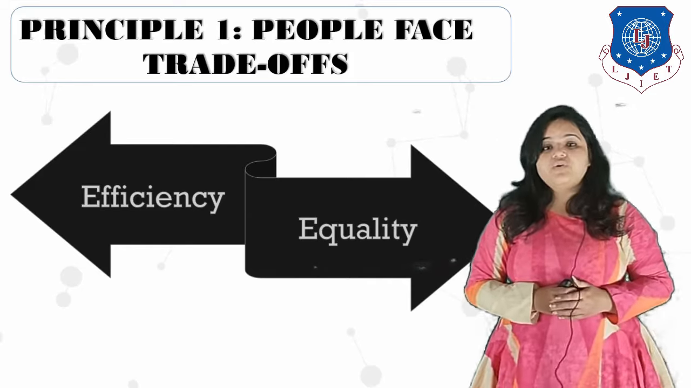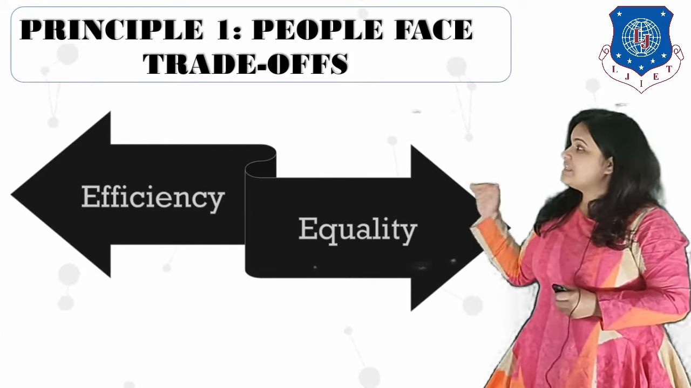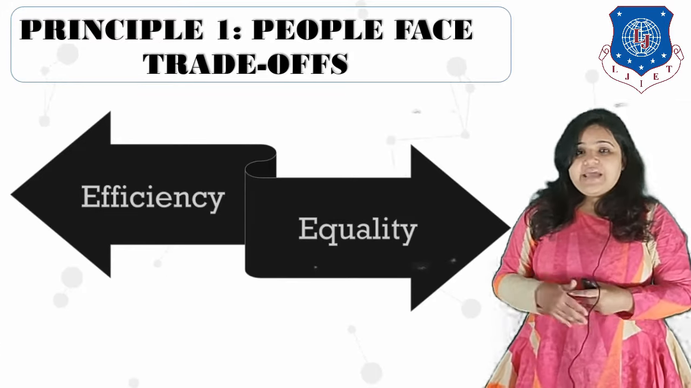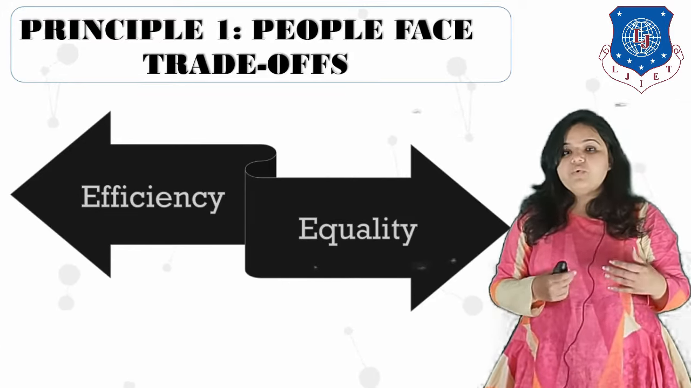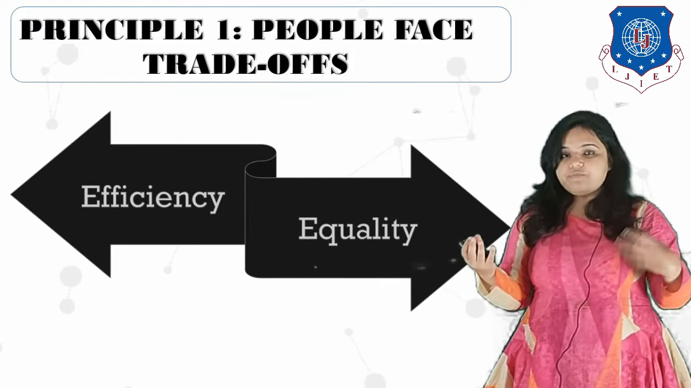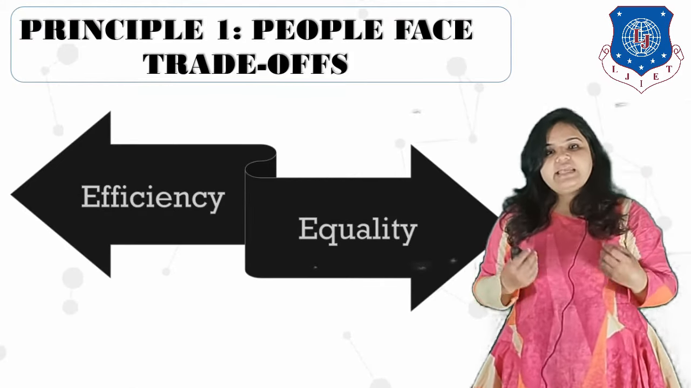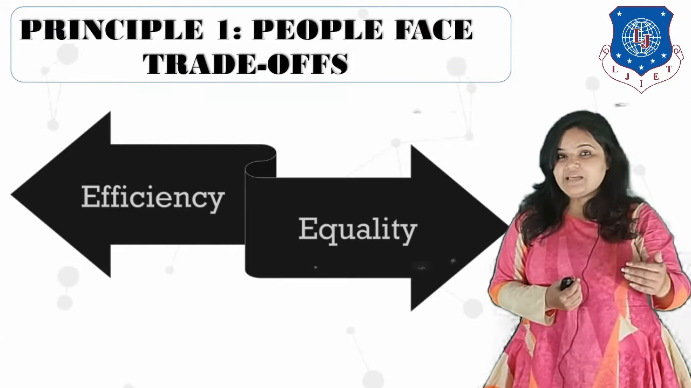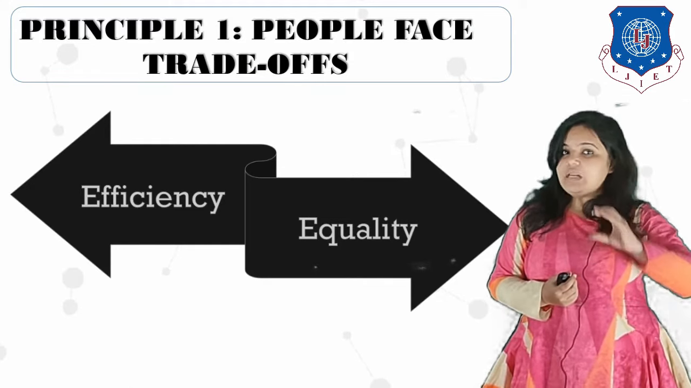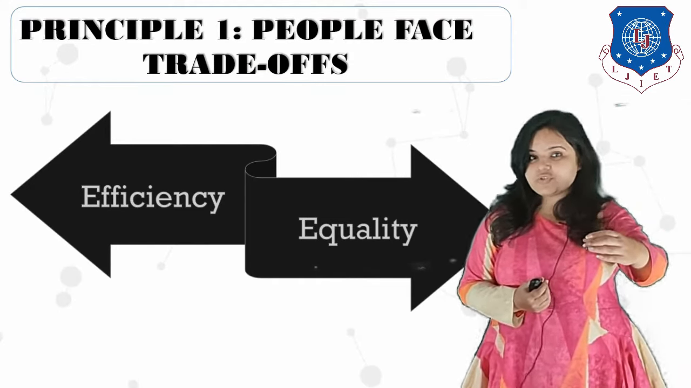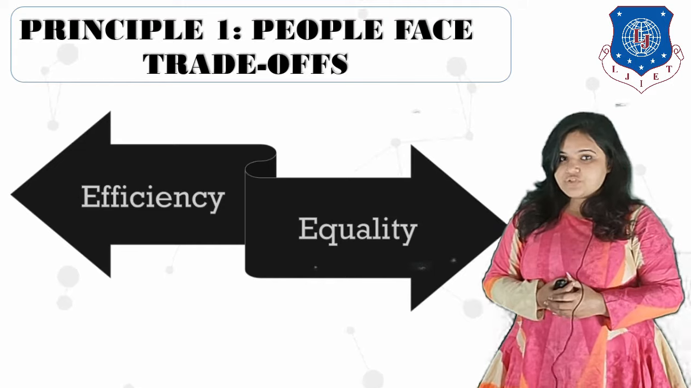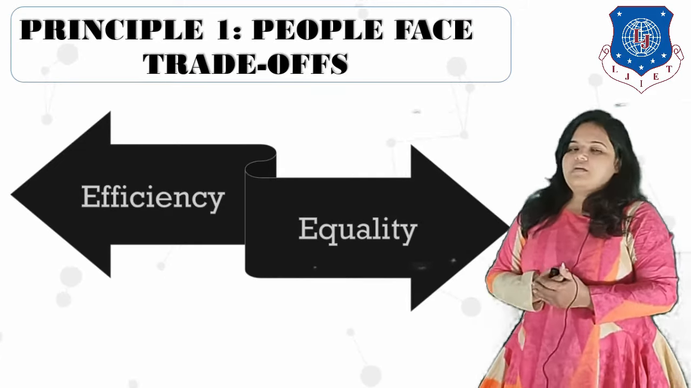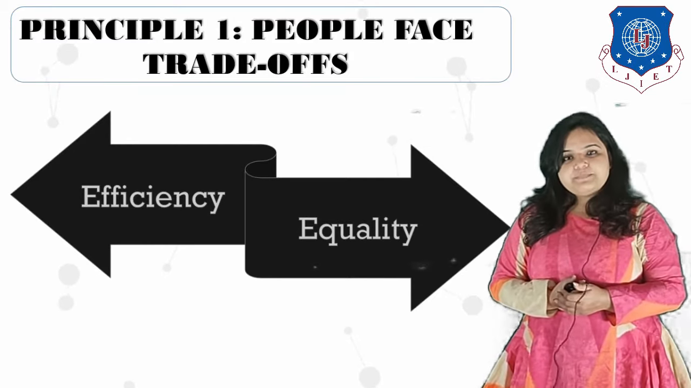Here the government constantly strives to maintain a balance between efficiency and equality. What is meant by efficiency? Efficiency means doing more work or getting more output with less input. If I tell you that my Activa is efficient, it means that it gives me higher mileage. It means that in less petrol, it travels more kilometers. Similarly, if with less inputs, more production is achieved, then it is known as efficiency.